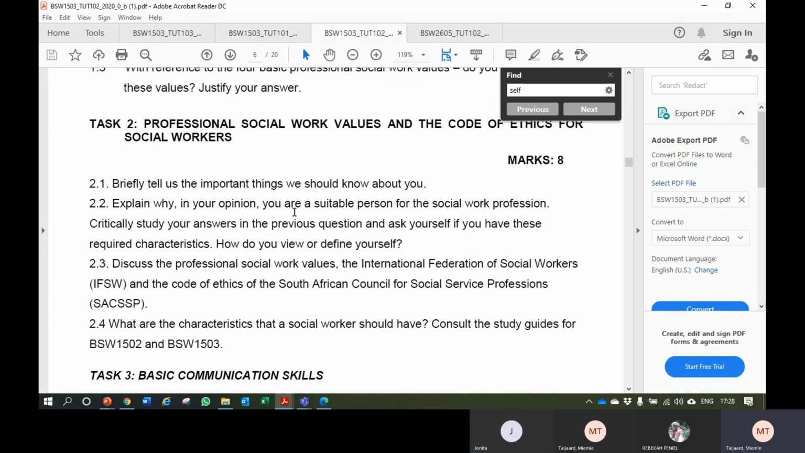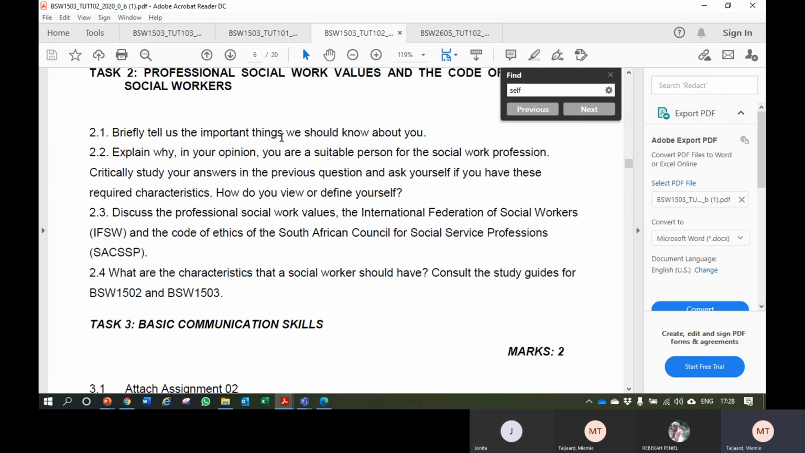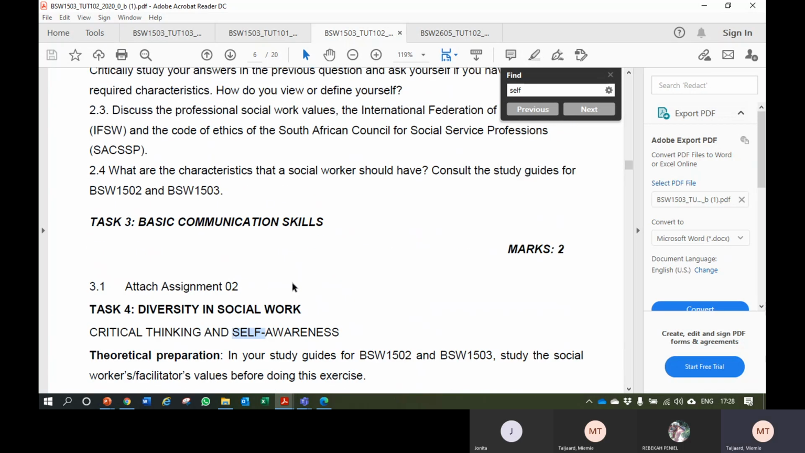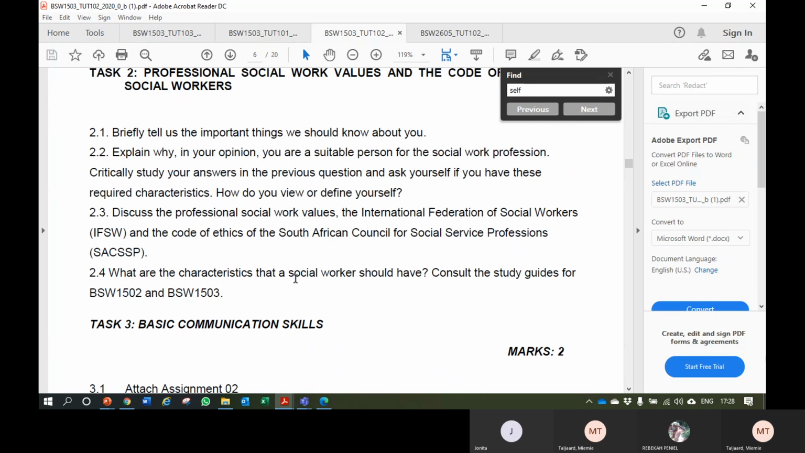Explain why, in your opinion, you are a suitable person for the social work profession. Again, she puts you in the reflexive mode. Critically study your answers in the previous question. Can you see? She tells you to go back and look at past decisions, and ask yourself if you have these required characteristics.